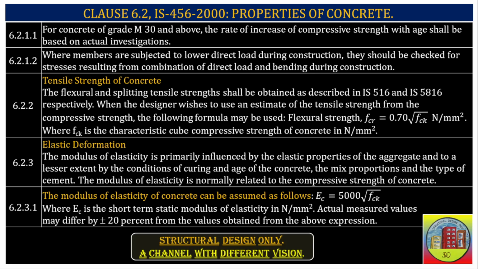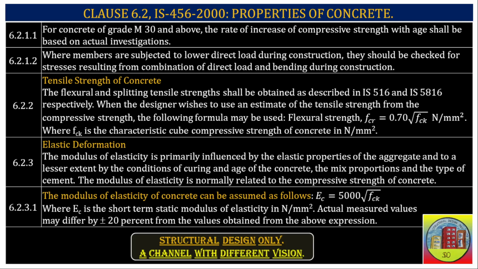The flexural and splitting tensile strengths shall be obtained as described in IS 516 and IS 5816 respectively. When the designer wishes to use an estimate of the tensile strength from the compressive strength, the following formula may be used: flexural strength, fcr equals 0.7 into square root of fck, Newton per square millimeter, where fck is the characteristic cube compressive strength of concrete in Newton per square millimeter.